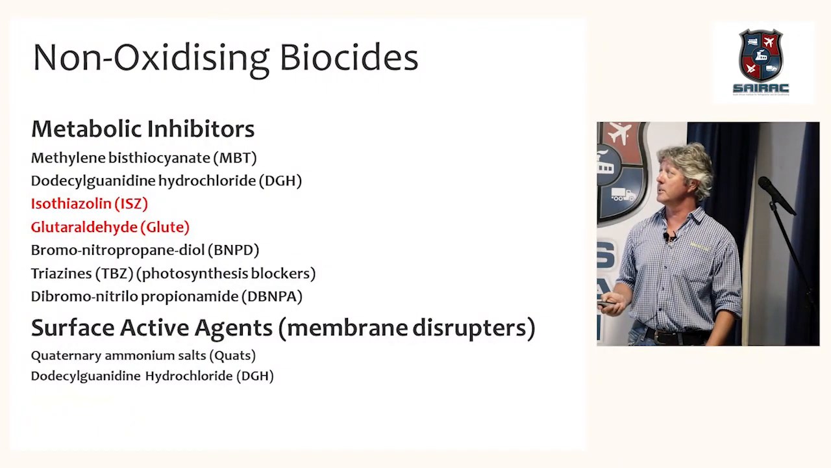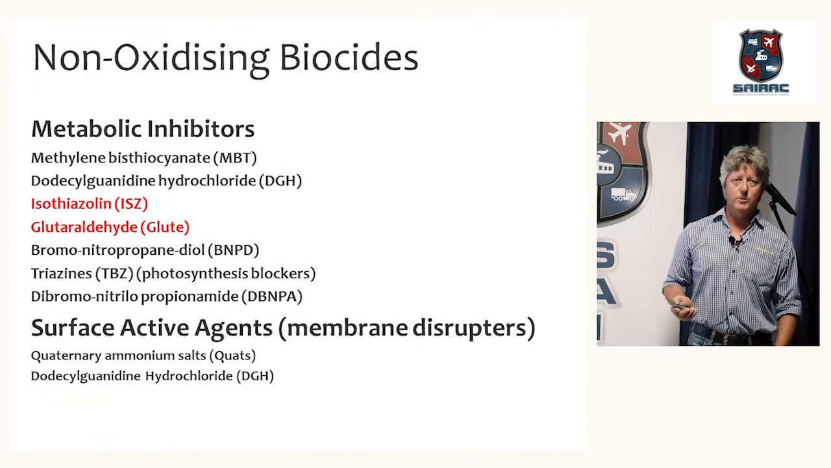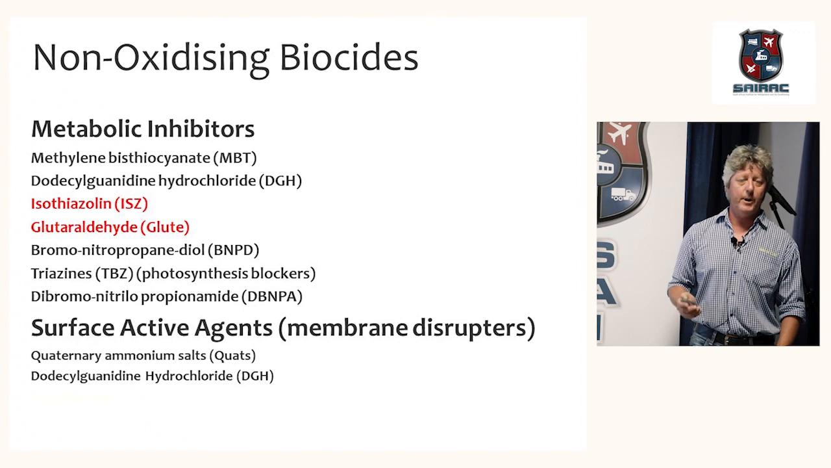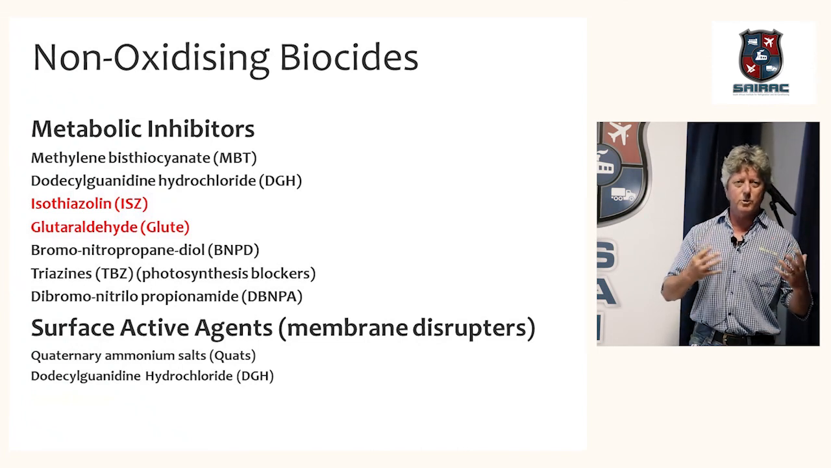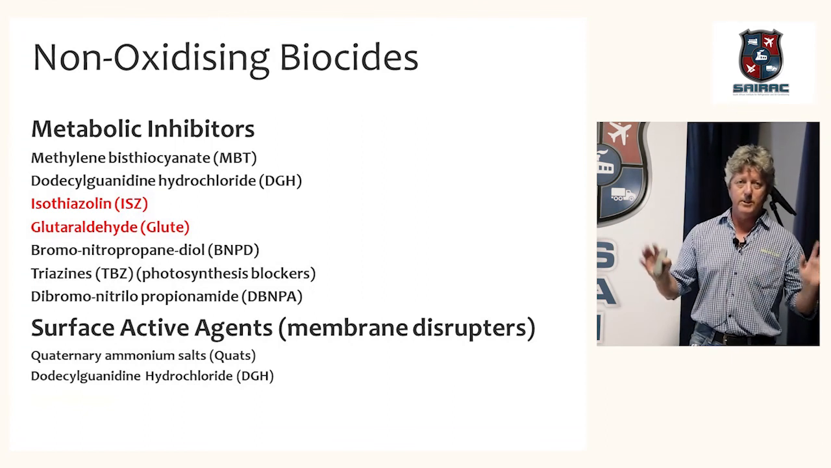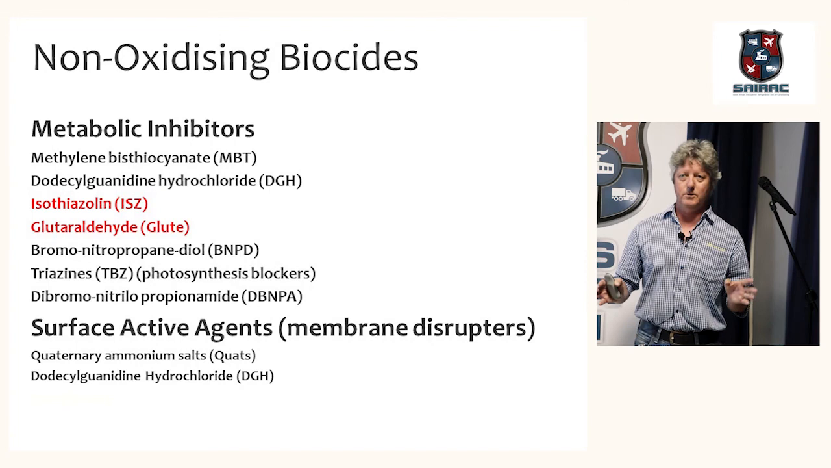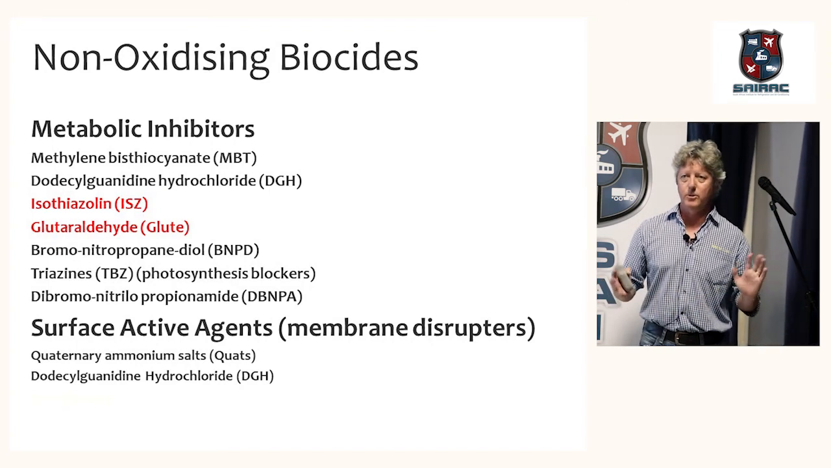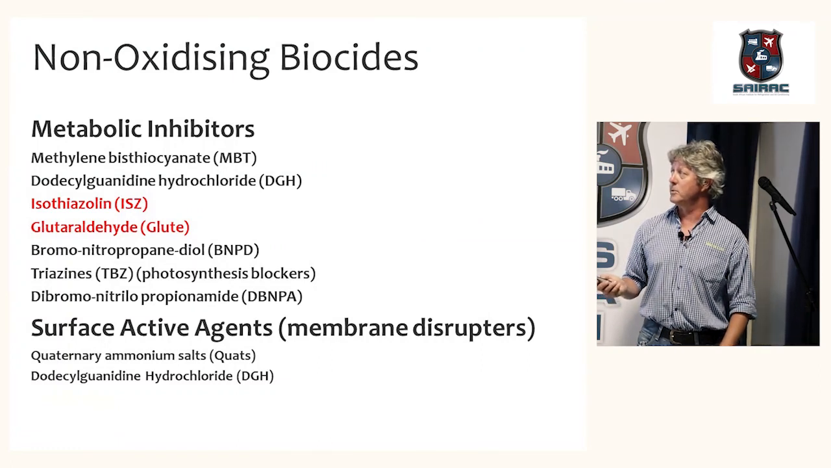Non-oxidizing biocides, metabolic inhibitors, are the MBT, dodecylguanidine, everything. Isothiazolin, that is one of the most preferred biocides that we use, and glutaraldehyde. The glutaraldehyde, it's got a very strong smell to it. If it gets onto your hands, you won't notice anything, but please wash your hands when the stuff gets onto there, because it's got a long-term effect. It will attack the cells on your skin, etc. So just wash your hands very well once you have worked with this and once it has come onto you. These are all the different types.